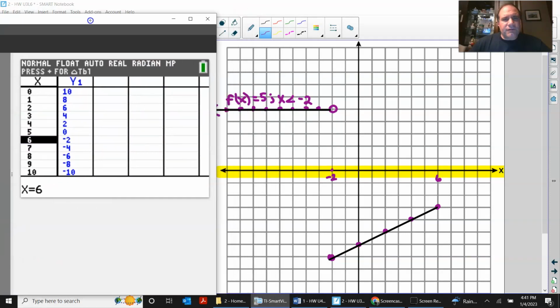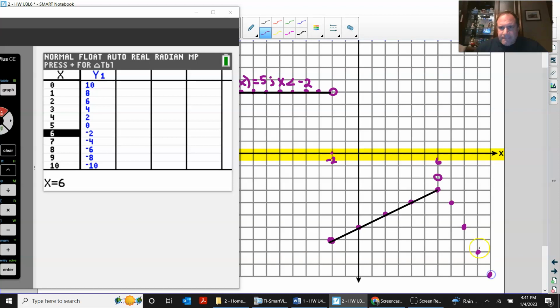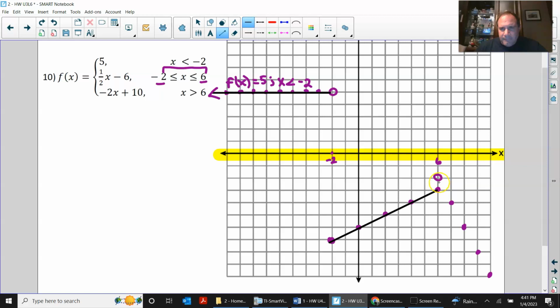That is my first point that I am going to graph. It is a greater than symbol, so that means I am just going to put an open circle on 6, -2. Open circle. Then 7, -4. 1, 2, 3, 4. And then 8, -6. 9, -8. And 10, -10. Notice I have my open circle. And put my arrow here.